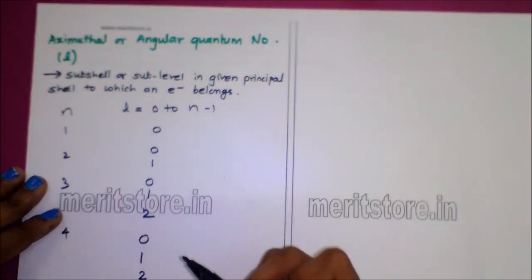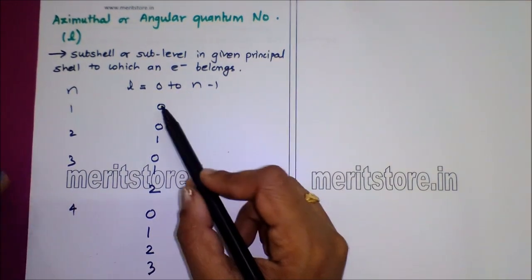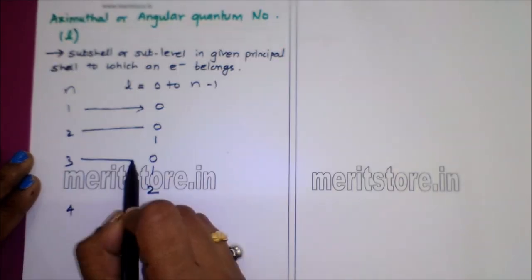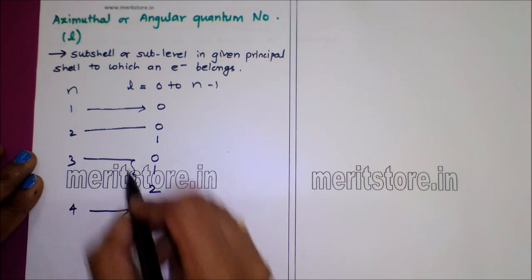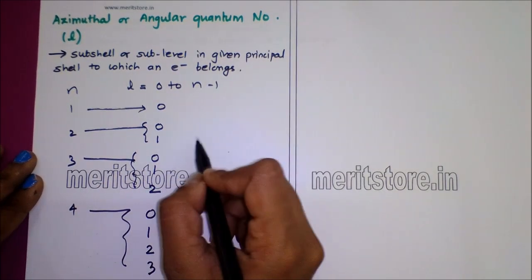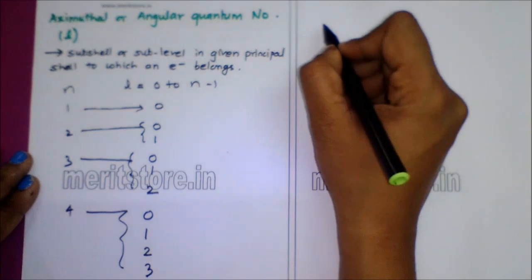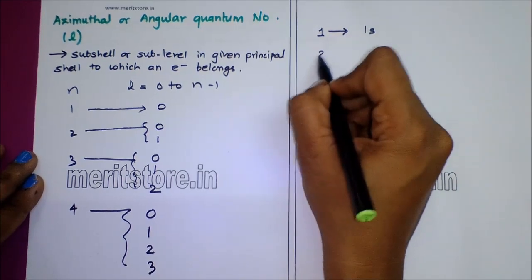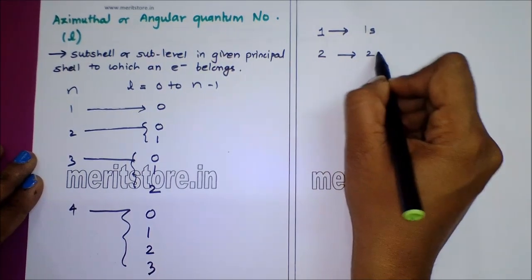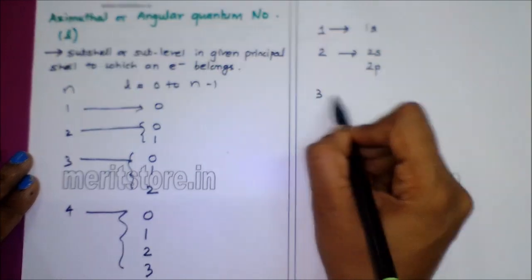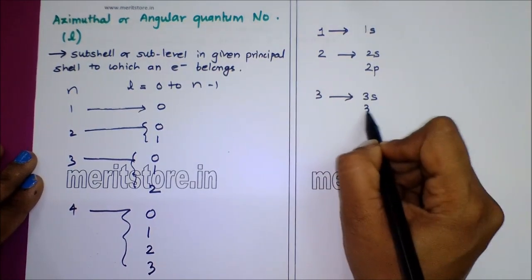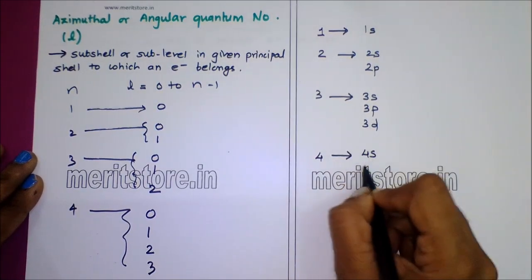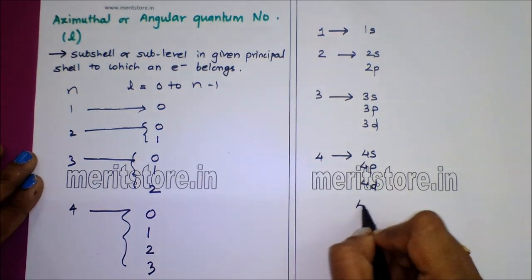So if I look over here, we have different numbers of values for the different shells. For 1, it is 1, for 2, it is 2, for 3, it is 3, for 4, it is 4. So this gives us idea about the number of subshells for each shell. For example, the first shell is divided into only one subshell, that's 1s. Second shell is divided into two subshells, that is 2s and 2p. Third shell is divided into three subshells, 3s, 3p, 3d. 4 is divided into four subshells, 4s, 4p, 4d and 4f.